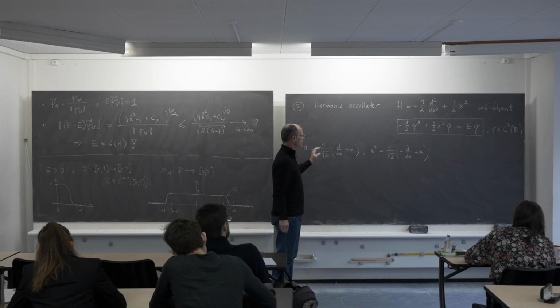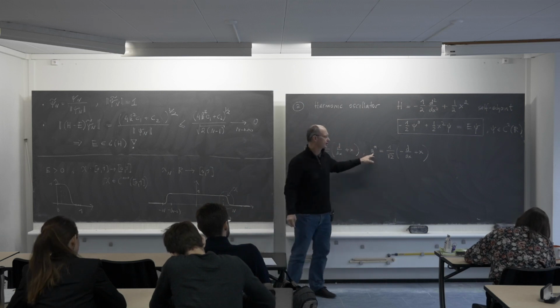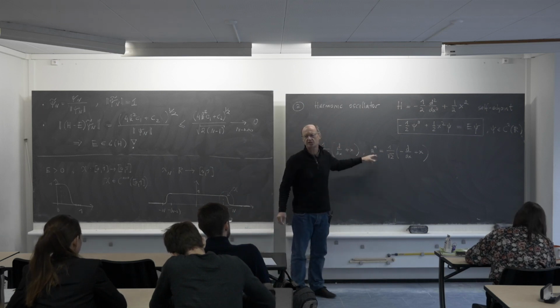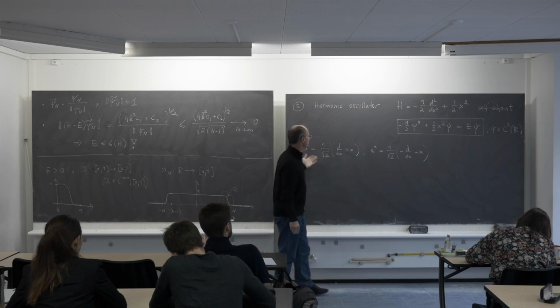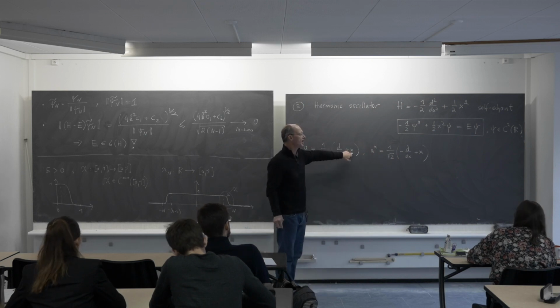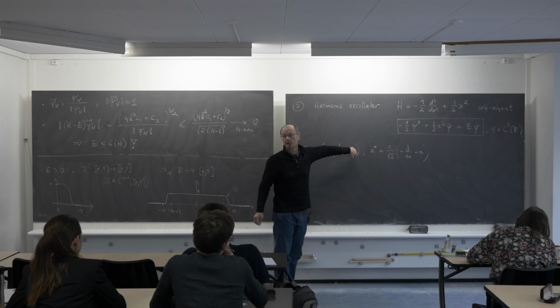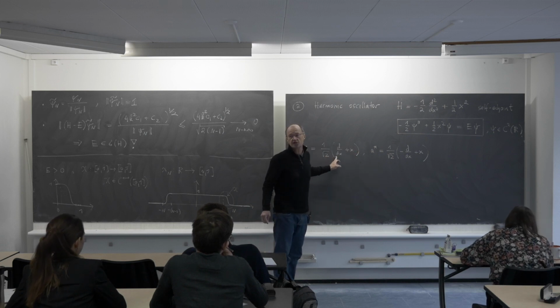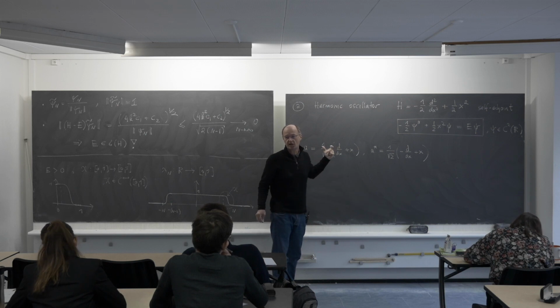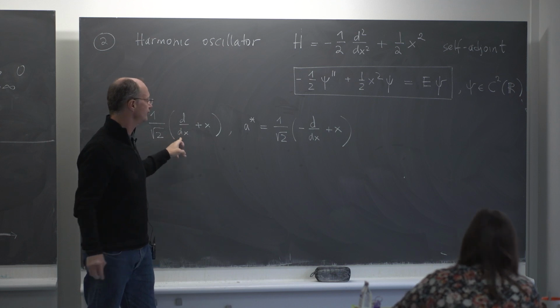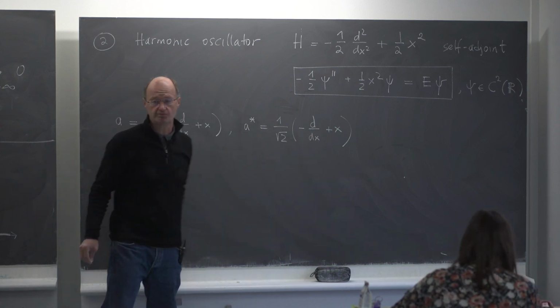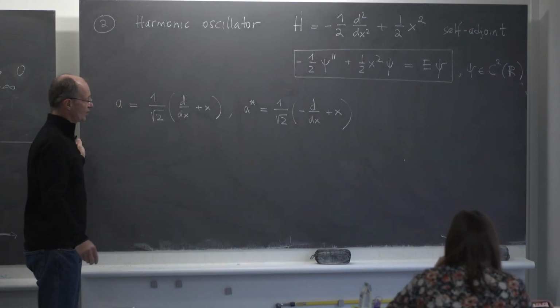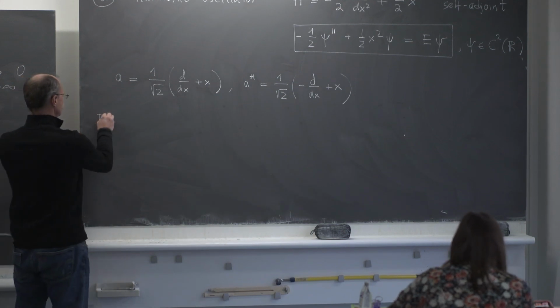It is already clear that naively this is a kind of adjoint, if you don't think about domains of definition, because x is self-adjoint, and d over dx is anti-self-adjoint, because i d over dx is typically self-adjoint. So when you take the adjoint, you should get a minus sign.